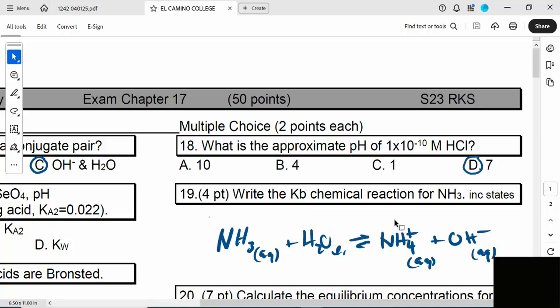So the Kb chemical reaction: Kb is base plus water, Ka is acid plus water. This is an acid-base reaction. Water being amphoteric, it goes either way. And so here we have the base plus water, which yields ammonium hydroxide. This is the equation I was looking for here. It's the chemical reaction.